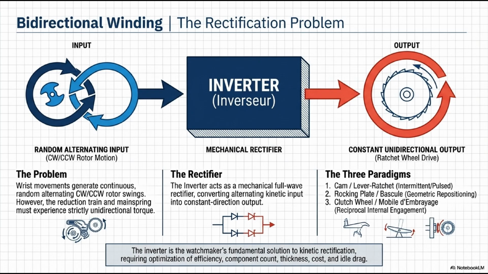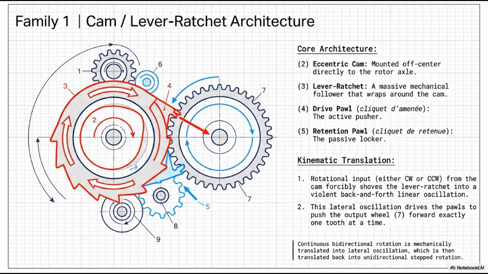To achieve this mechanical miracle, watchmakers over the last century have developed 3 distinct engineering paradigms. 1. The cam and lever ratchet, which provides intermittent pulsed power. 2. The rocking plate or bascule, which relies on geometric repositioning. And 3. The clutch wheel, or mobile de-embrayage, which uses reciprocal internal engagement. The inverter is the ultimate solution to kinetic rectification, but it is a nightmare of engineering compromise. Let's dissect Family 1, the cam/lever ratchet architecture.